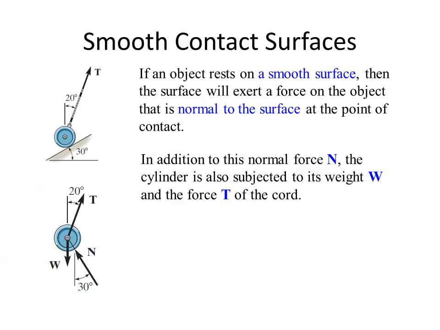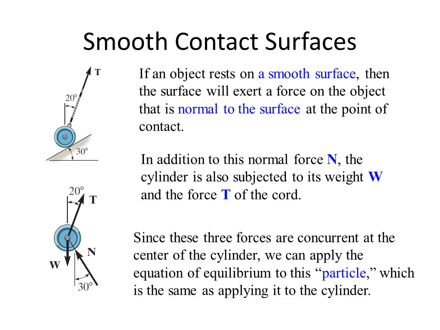In addition to the normal force, the cylinder is also subjected to a weight W and T in this particular application. So we have a tension acting on the pulley, the weight of the pulley, and the normal force that's perpendicular to the surface of contact, because we have a perfectly smooth surface with which this pulley is in contact.